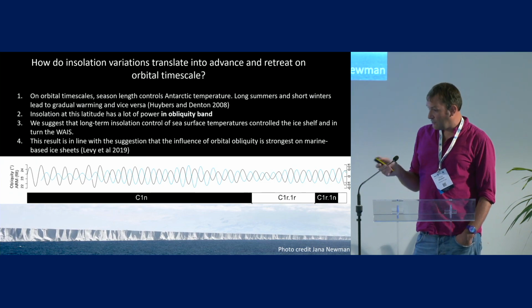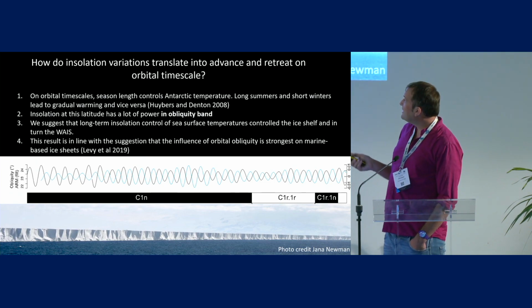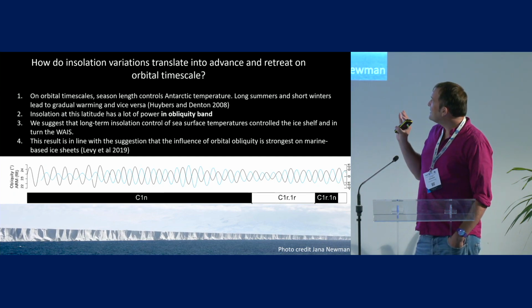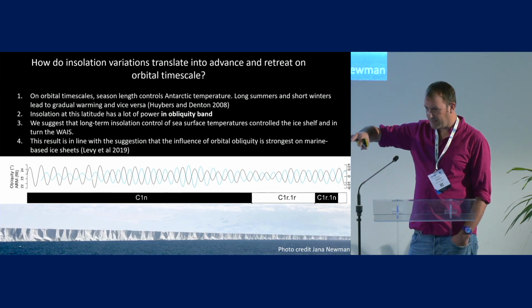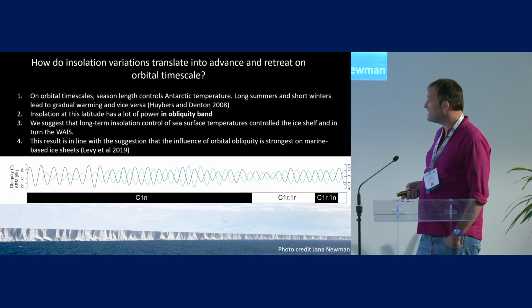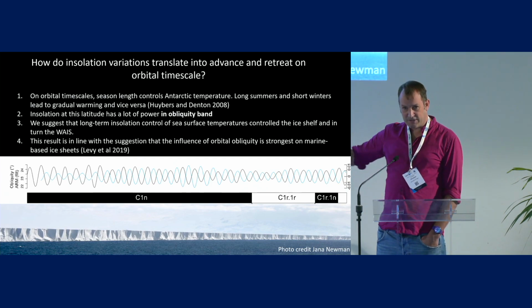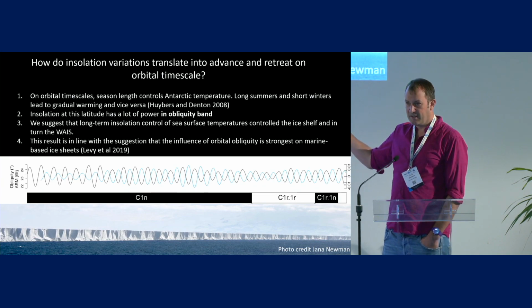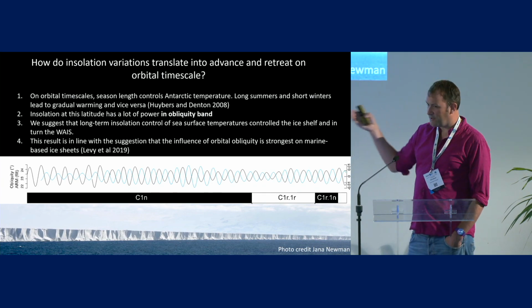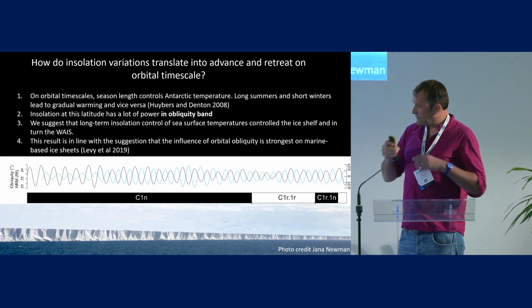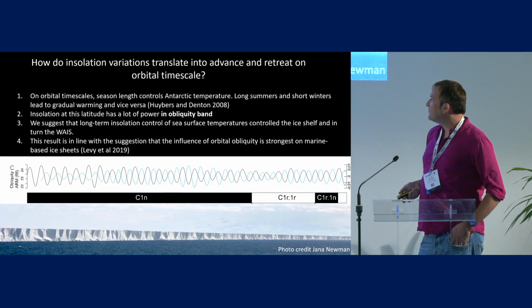And so that result also lines up with the work of Levy and others, where they said that these ice sheets that have got their feet in the water, the marine-based ice sheets, should be sensitive to obliquity forcing. And actually that it probably does work as well, all the way to about 400,000 years ago, if we really look in detail and if we're close enough to the margin.